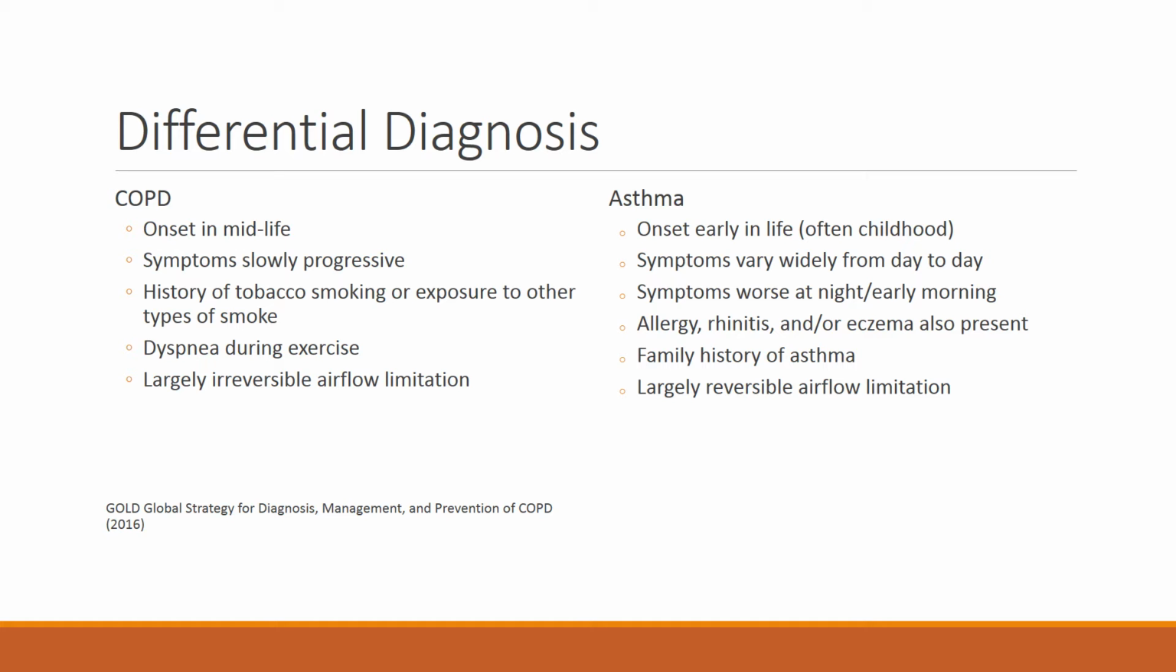And you can see the reverse, obviously, with asthma. It's mainly a reversible airway limitation. There's a lot of times a family history. And again, the allergy component is often present, whether it's eczema, rhinitis, and allergy symptoms.